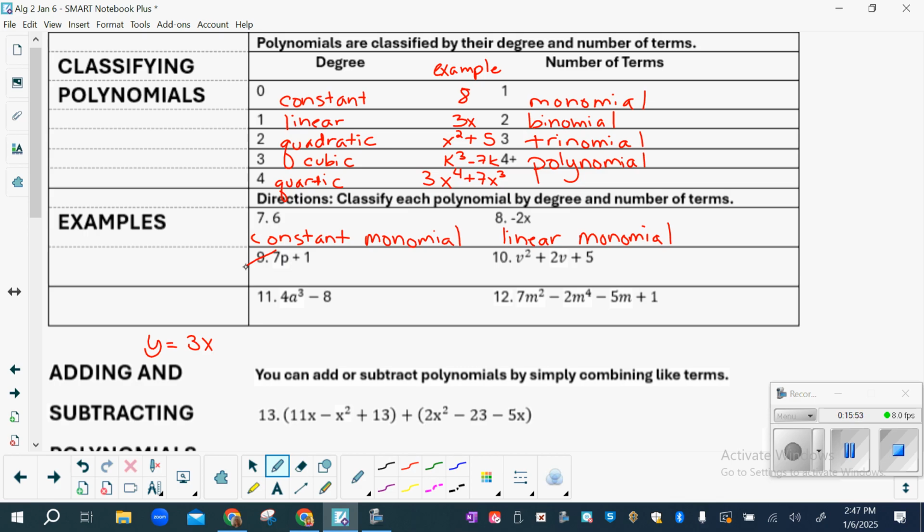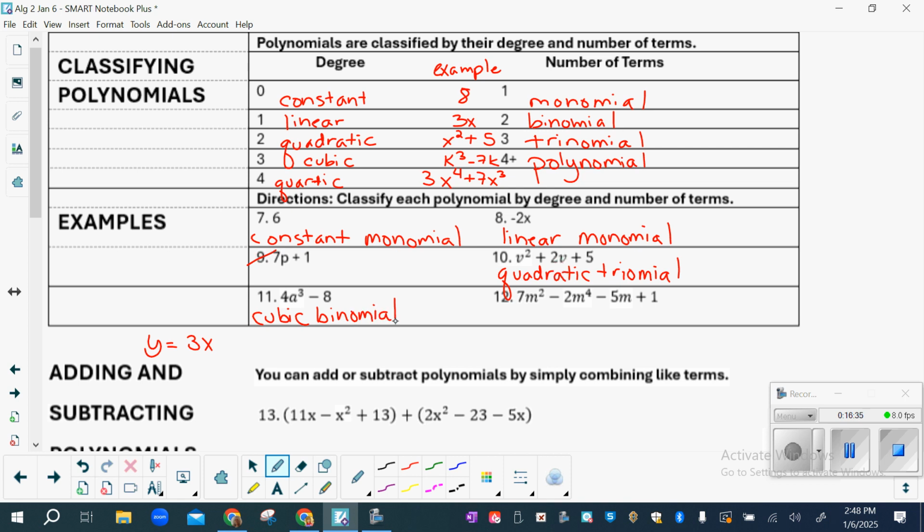Go to number 10. What would that be called? Trinomial, and then what according to its degree? Good, quadratic trinomial. And then number 11, what would this be? Cubic. And what is it called? Binomial, because there's 2 terms. Does that make sense?